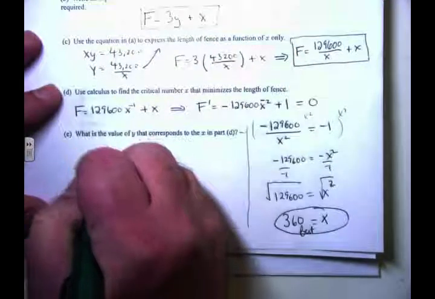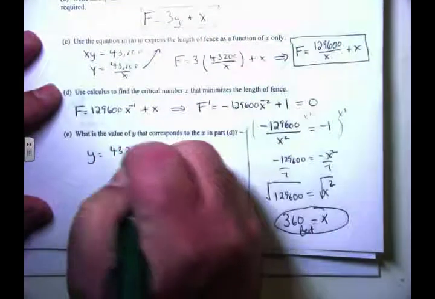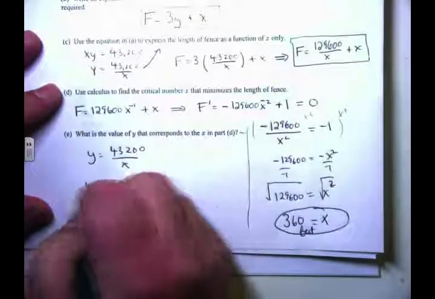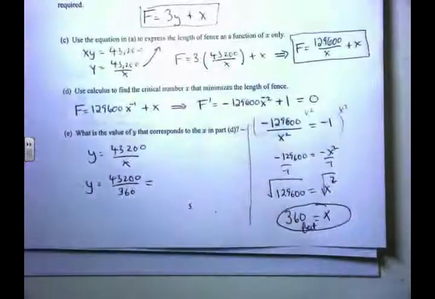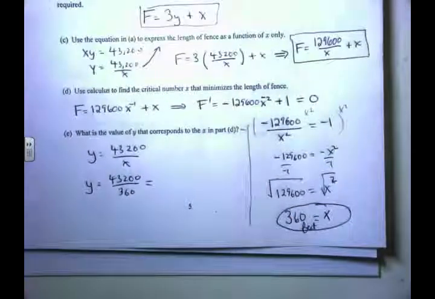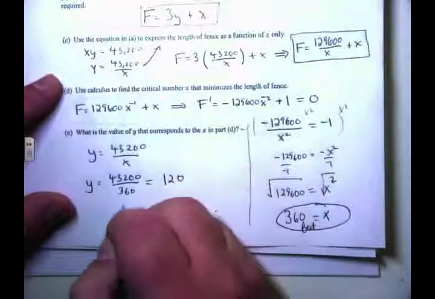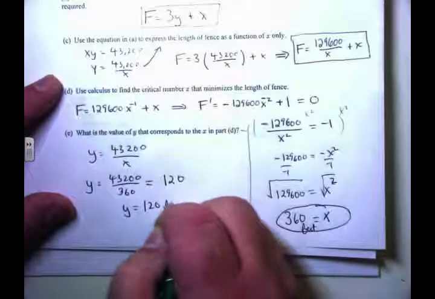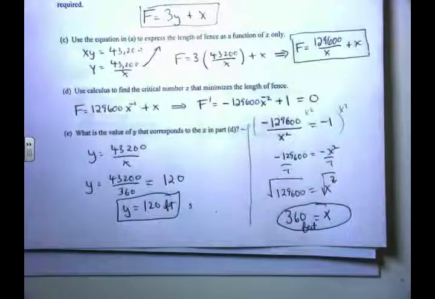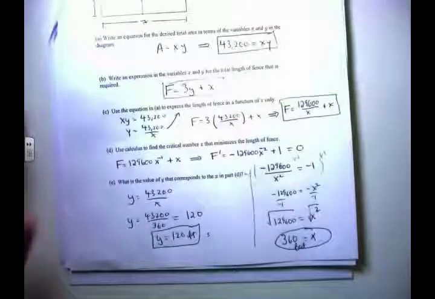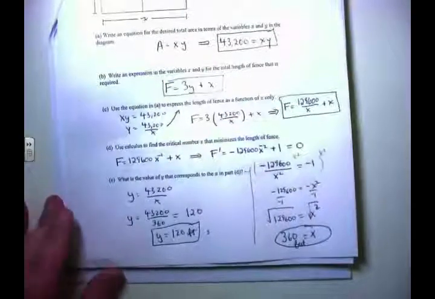So y was equal to 43,200 divided by x. So y is going to be 43,200 divided by 360, which is 120. So I give my answer y equals 120. Does that make sense? Now, I have finished the exam, and I still got 10 minutes to go with way deep explanation on this stuff, and I even got started late.